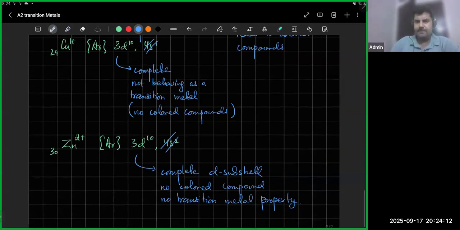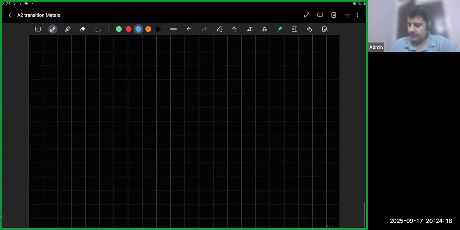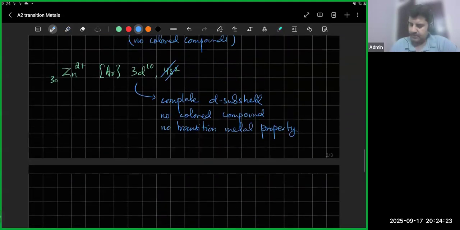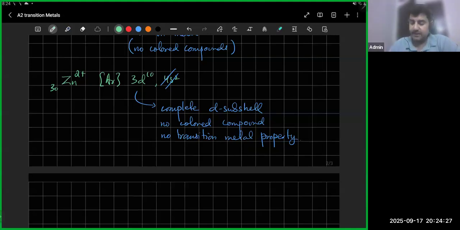Okay, is this clear? Ibrahim, Ishaq, Qasim, is this clear? Yes, sir. Yes. So remember, zinc is not a transition metal.